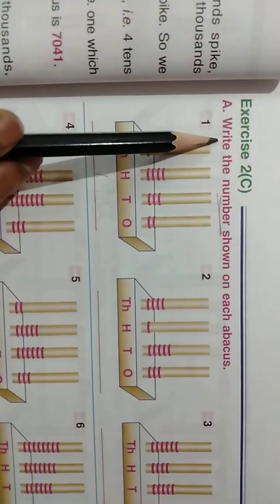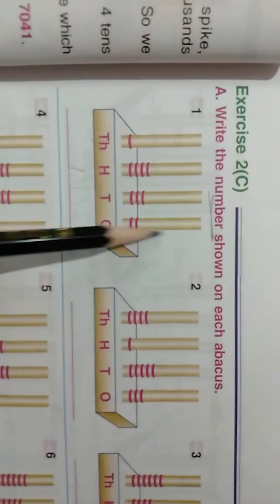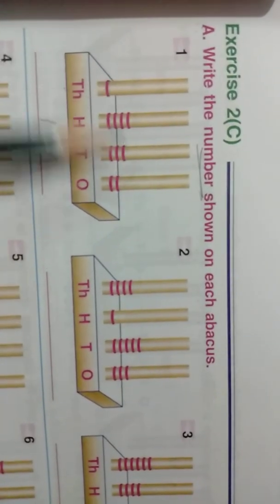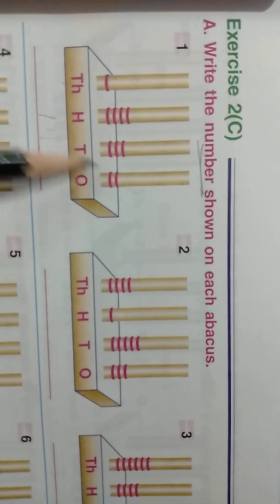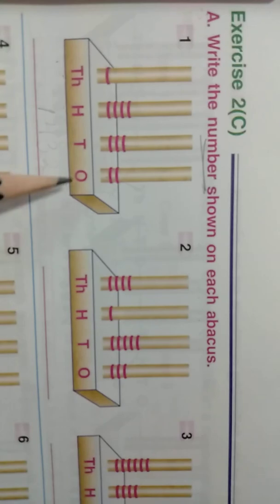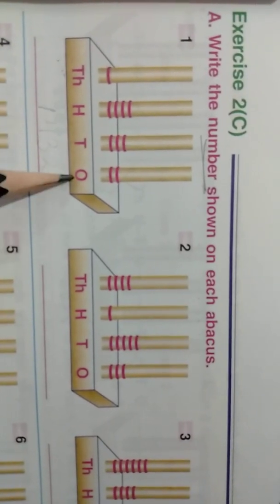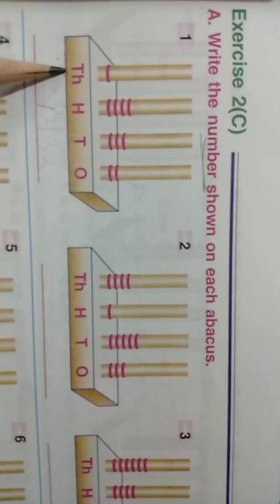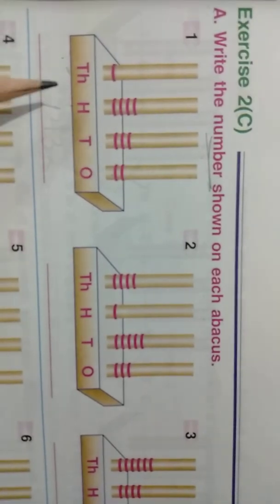Question A, write the numbers shown on each abacus. So these type of figure you have already seen earlier. This is called abacus. So there are different spikes. These are called spike and different place value. Just see, O T H Th. So what is the meaning of this? This is ones place, this is tens, this is 100, this is 1000. So when they are asking us to write the numbers, let's start doing this.